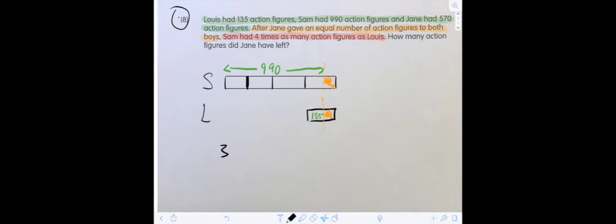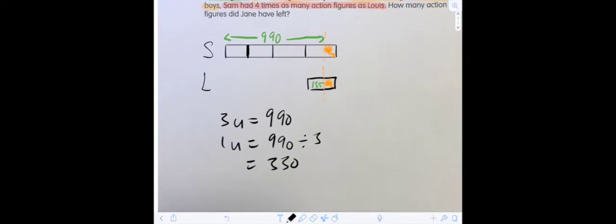So what I'm going to do here is type, 3 units will be equal to 990 minus 135. They didn't care about the orange at all. So you don't have to care about the orange at all. You're going to find what's one black unit first. You have to do that before you can find what's the orange. So 3 units equals 990 minus 135, which is 855. 1 unit equals 855 divided by 3, which will give you 285.